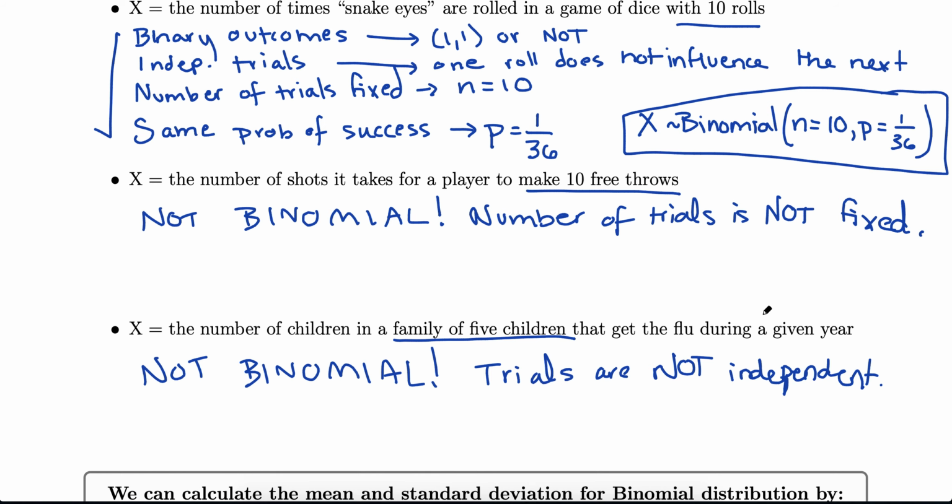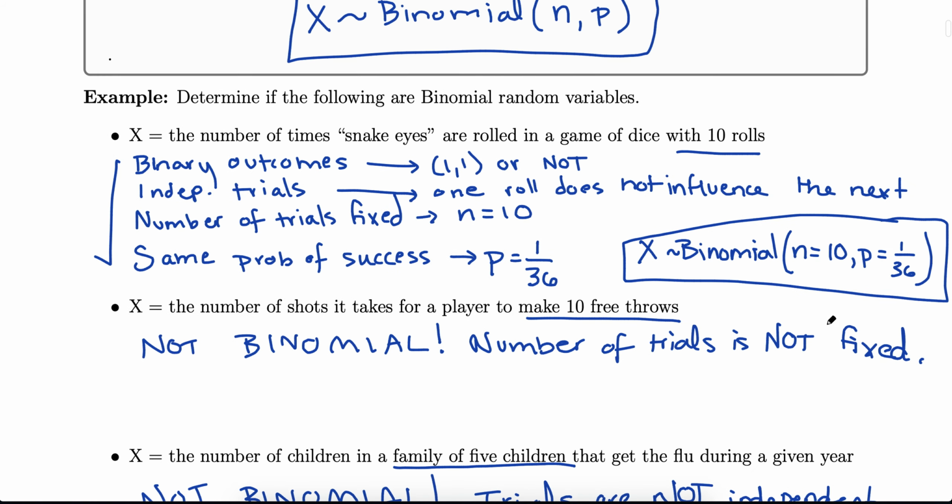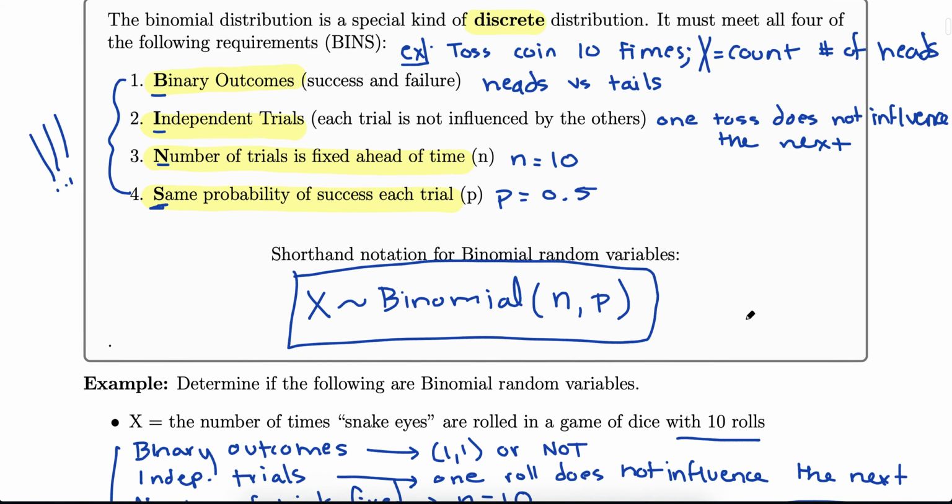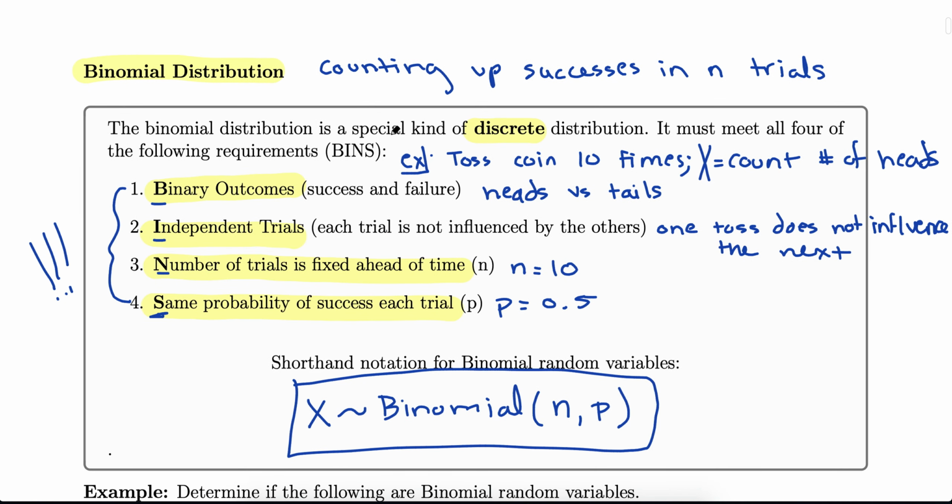All right. So this has been our setup for identifying and verifying that a counting variable is in fact a binomial variable or follows the binomial distribution. And we're going to add on to this in the following videos.